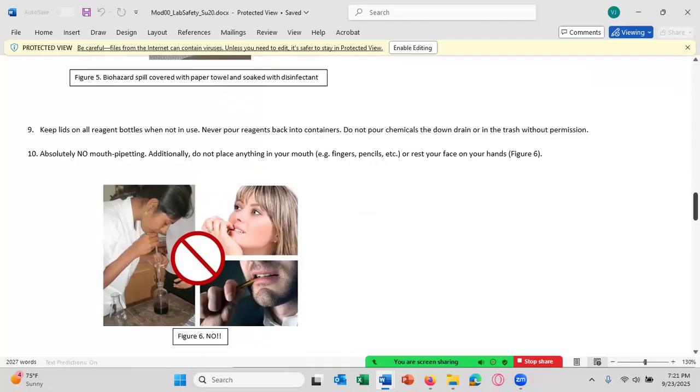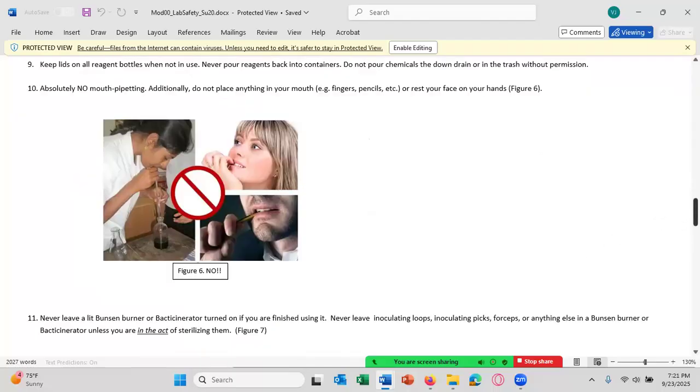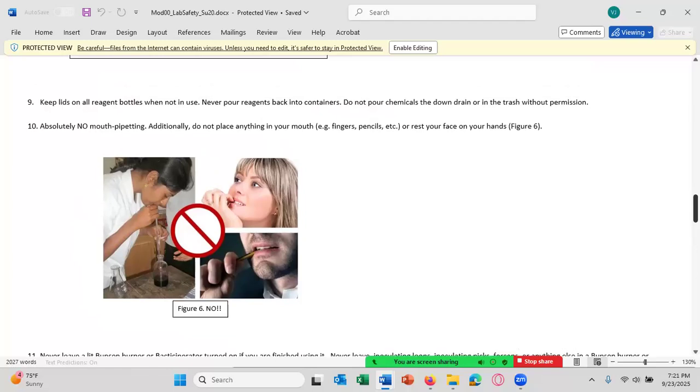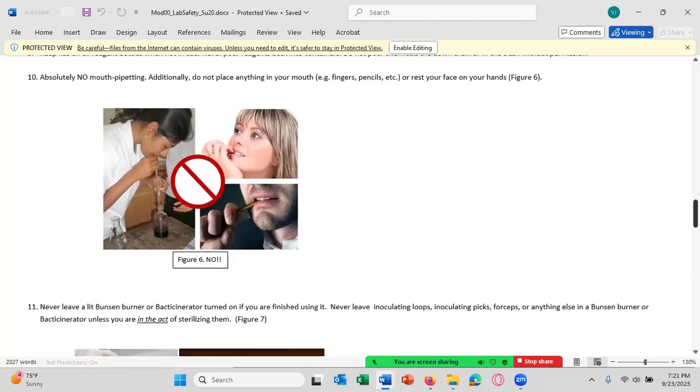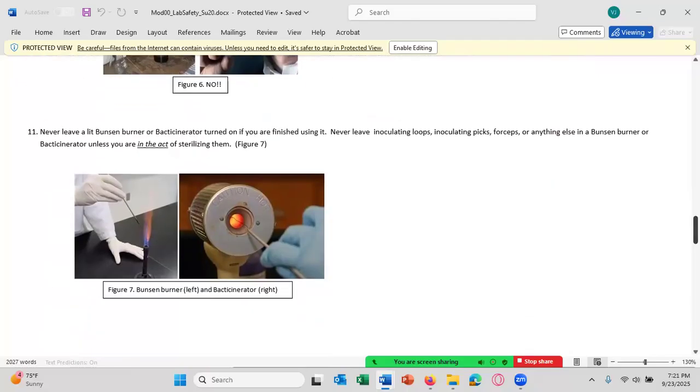If you have an itchy eye, you should go wash your hands, leave the lab, scratch your eye, and come back into the lab. You have to wash your hands, put on gloves, put on a lab coat, but you get the idea. Bunsen burners and bacti-incinerators should be turned off when you're finished using them, and obviously turned off when you're ready to leave the lab.